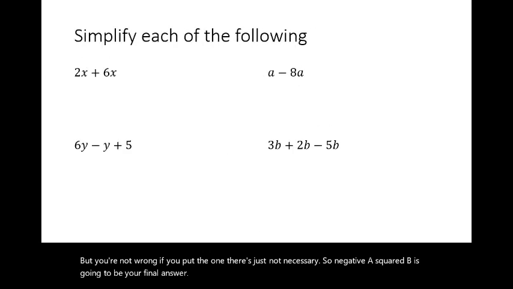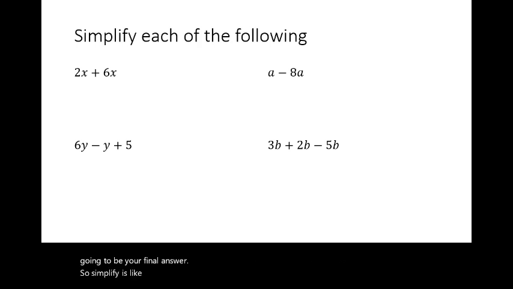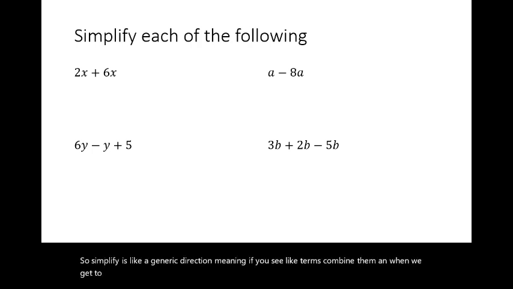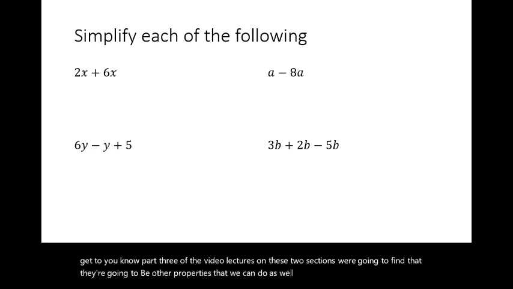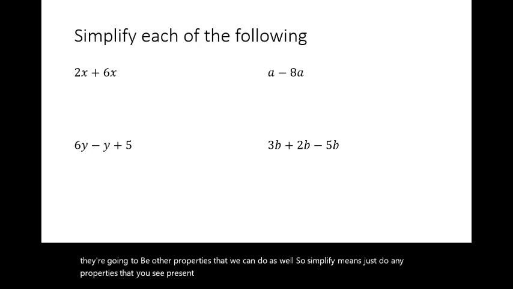So simplify is like a generic direction, meaning if you see like terms, combine them. And when we get to part 3 of the video lectures on these two sections, we're going to find that there are other properties that we can do as well. So simplify means just do any properties that you see present and combine any like terms till you are left with only unlike terms. That's basically what simplify means.